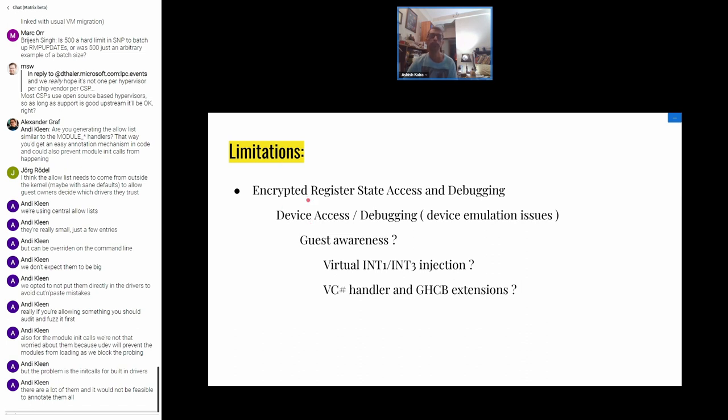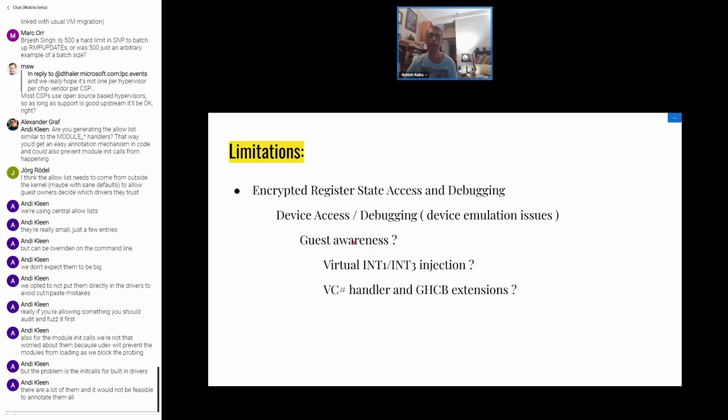So accessing CPU register state as part of the QEMU debugging interface, or even doing device accesses. So you might have issues, because for QEMU device emulation that device access may not work because the register state is encrypted. So these are things which are still open-ended. We need to see what can be done for this.